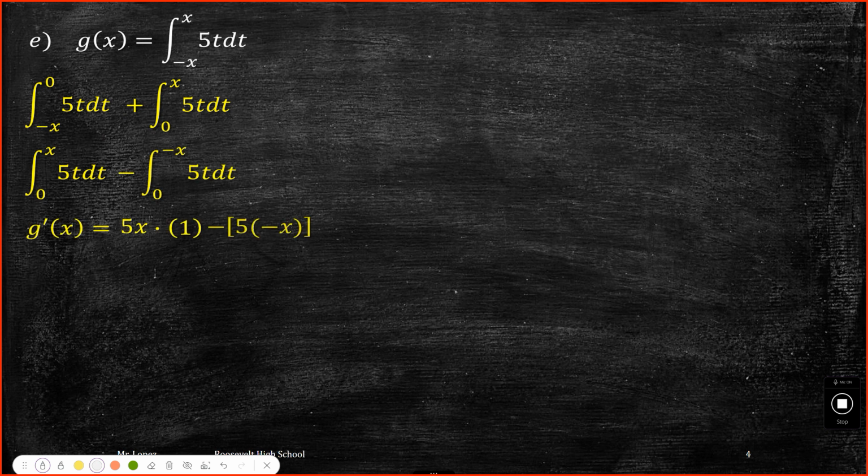This is like using the properties. Don't worry too much about this, right? This part is using the properties, but this is directly where I went to here. Let's go to F. Why don't you guys do F on your own, see what you got on that.